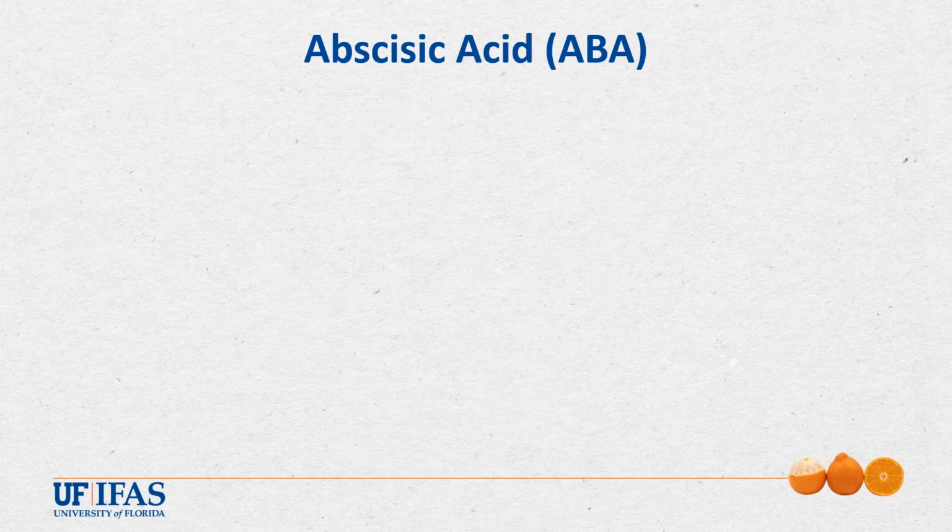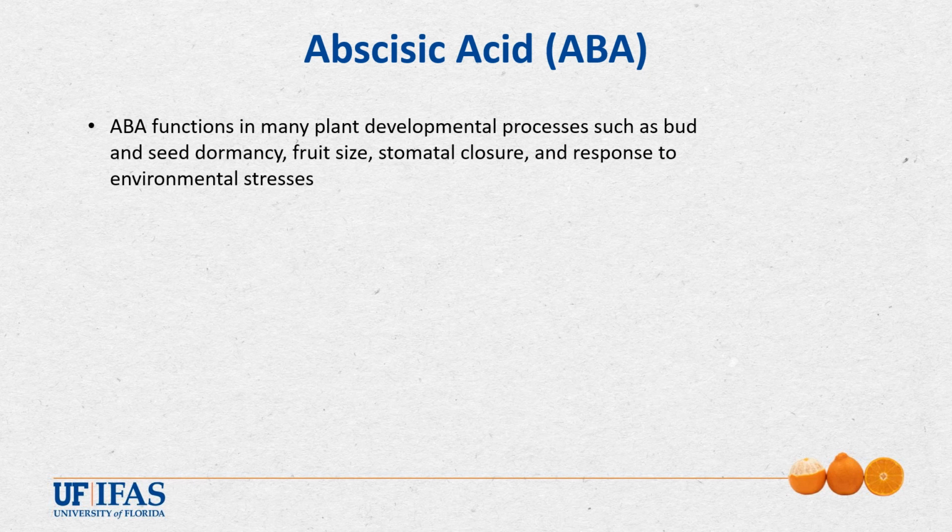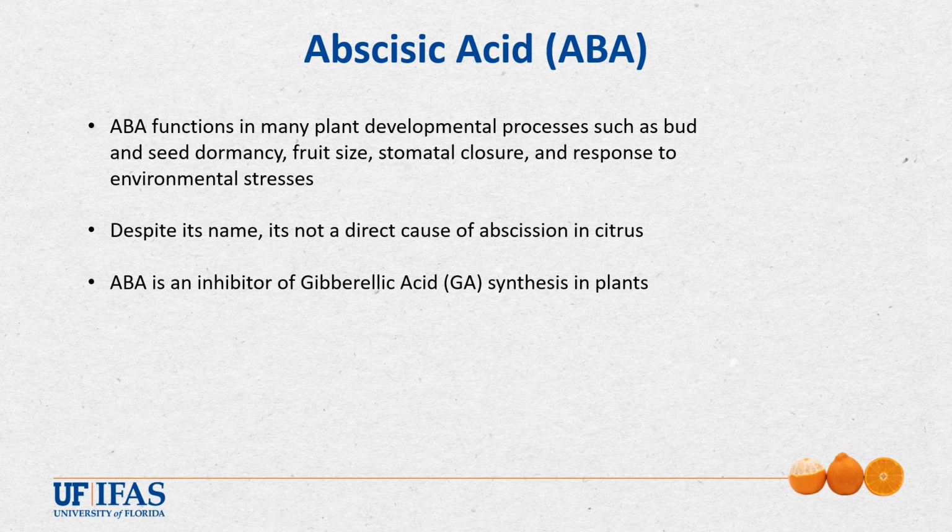The next plant hormone we will examine will be abscisic acid, or ABA for short. ABA functions in many plant developmental processes such as bud and seed dormancy, fruit size, stomatal closure, and response to environmental stress. Despite its name, we know that ABA is not a direct cause of abscission in citrus, and this hormone is antagonistic to gibberellic acid.